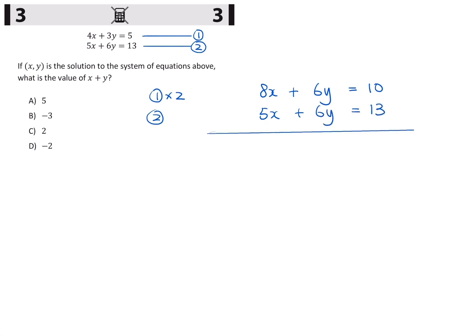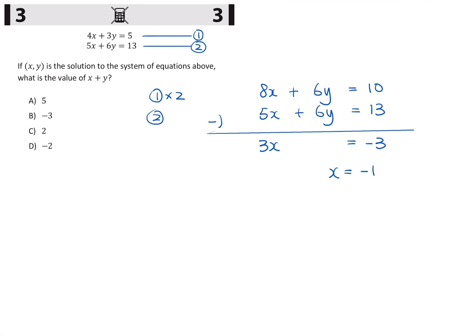Now I'm going to subtract the second equation from the first equation. Starting from the left-hand side, 8 minus 5 is 3, so I have 3x, plus 6y minus 6y is 0, and then on the right-hand side, I have 10 minus 13, that's minus 3. Now I have successfully reduced the system of two equations with two unknowns into one equation with one unknown. Dividing both sides by 3, I get x equals minus 1.